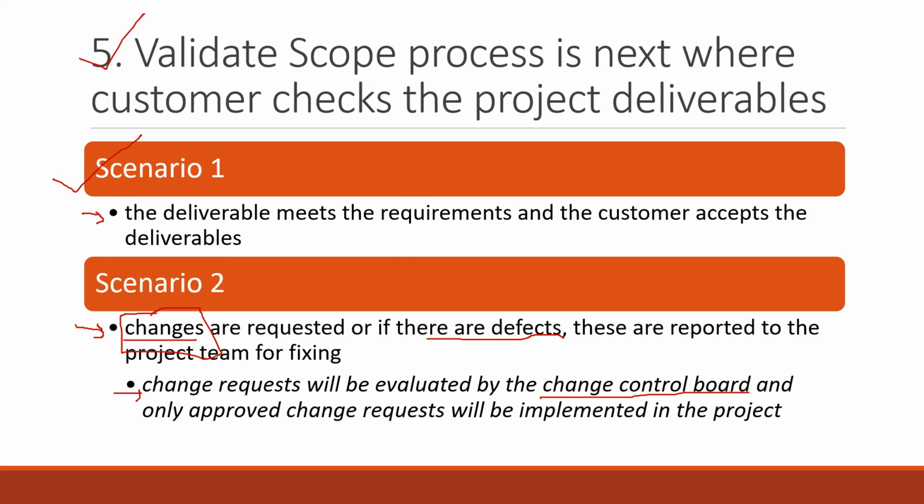So again, validate scope process. There are two scenarios. Either you receive the formal sign off, or you receive certain change requests or defects are uncovered by the customer. You fix them, you come back to step 5, once again going through the entire cycle, and you seek the formal sign off of the customer on your project deliverables.